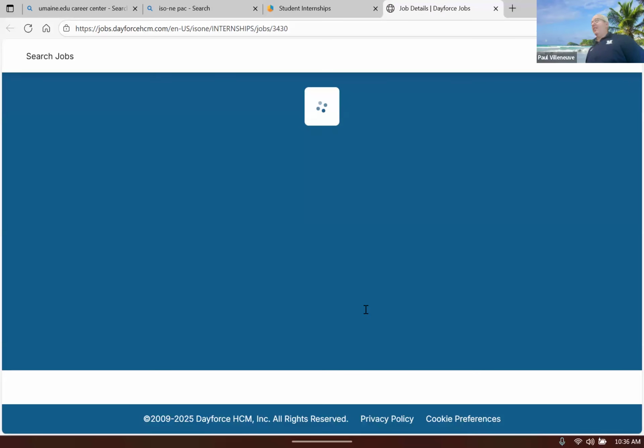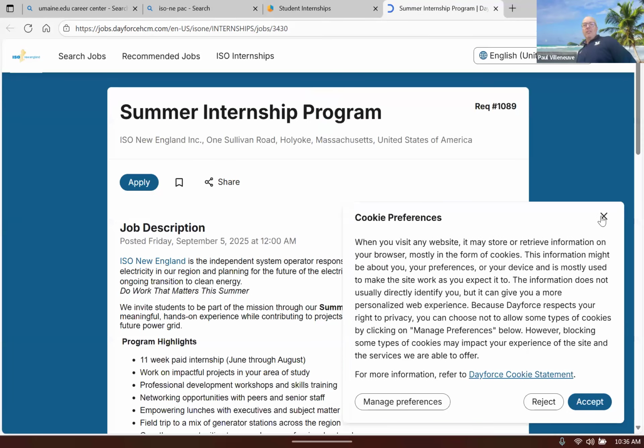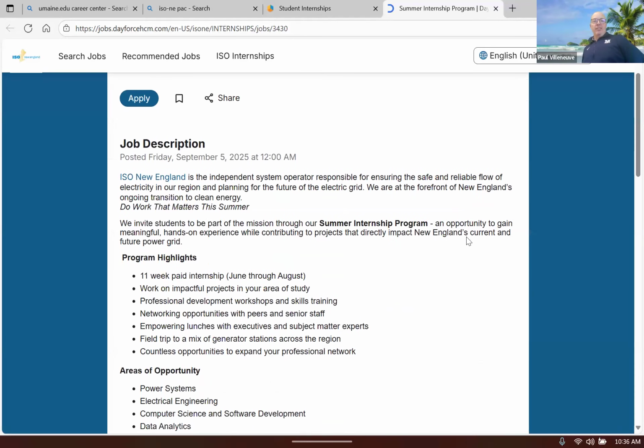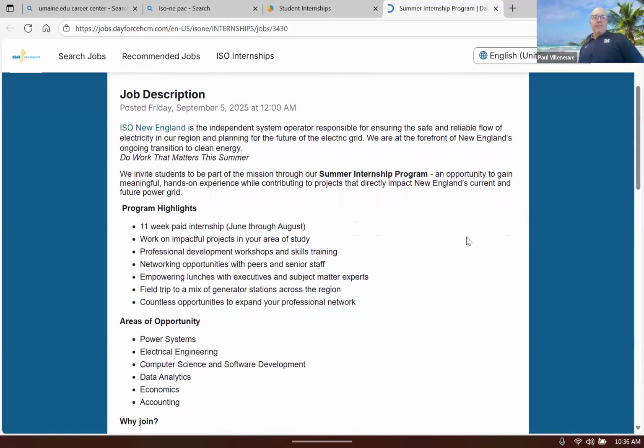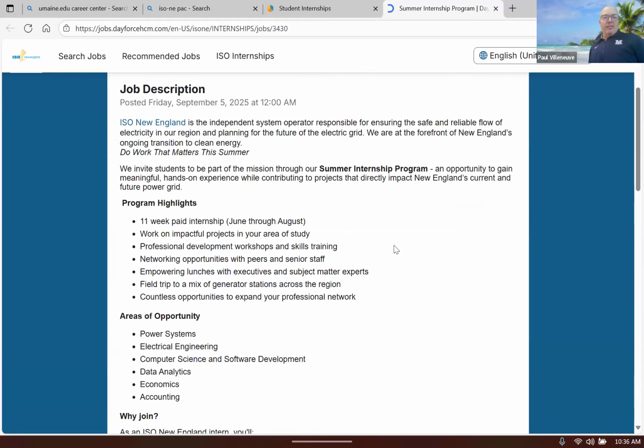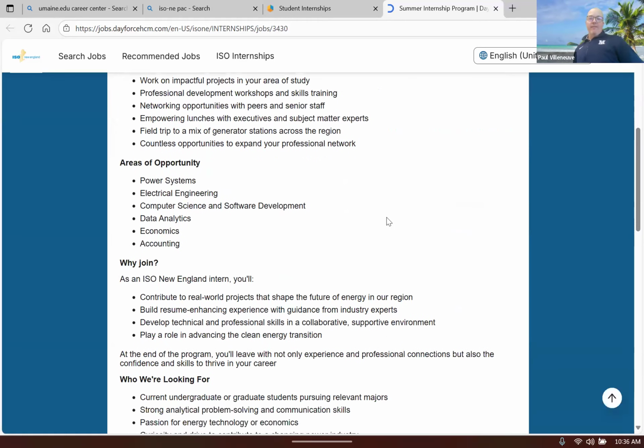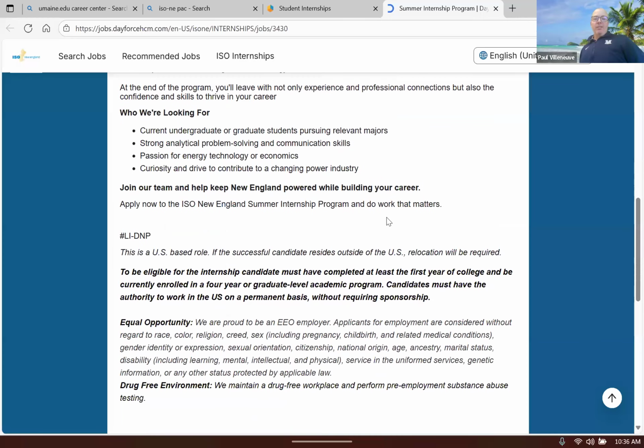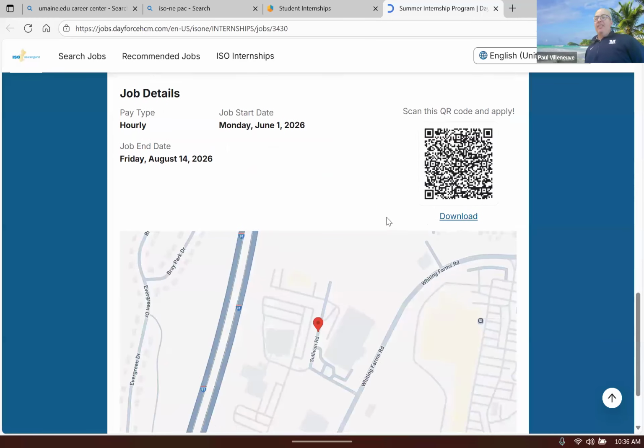And they pay you really well. I think it's $32 an hour. But you've got to have a place to live, right? So there you go: an 11-week paid internship. Field trips. Lunches with executives. Countless opportunities. And what they're looking for, and I know they hire EETs because we have a bunch of EETs that work there.